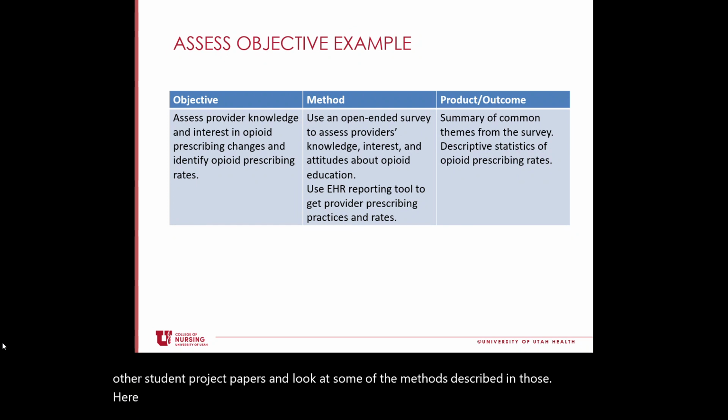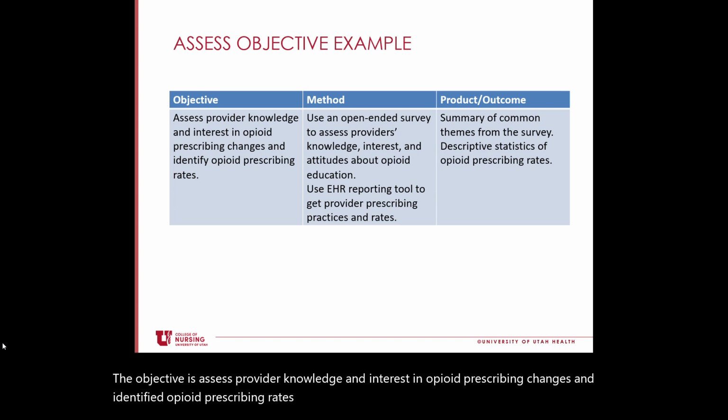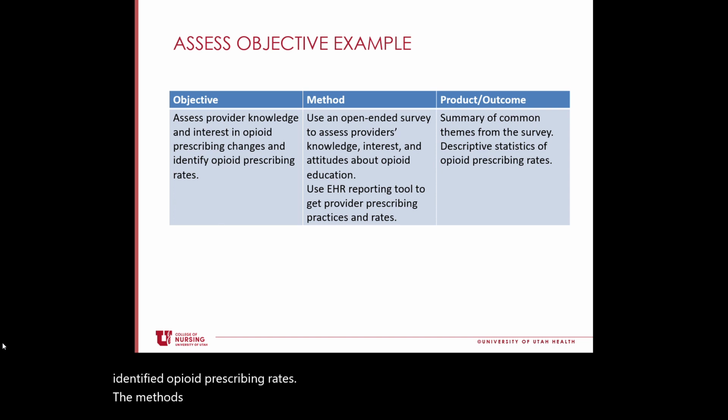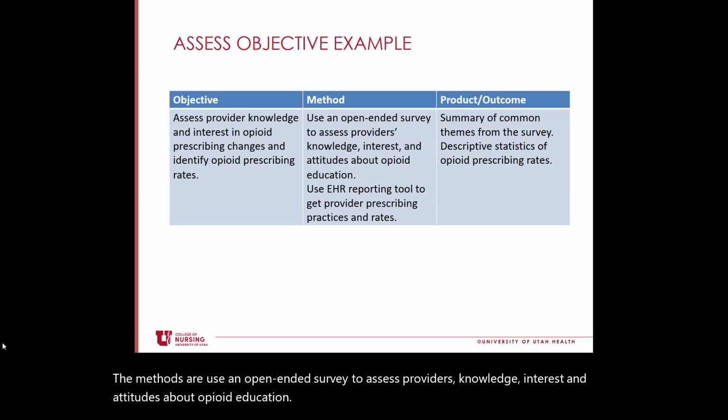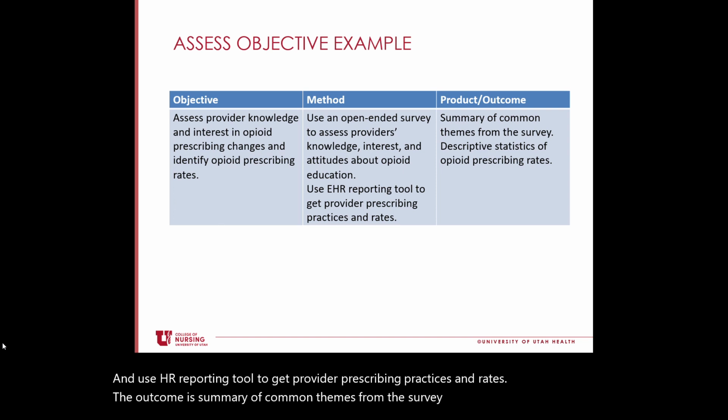Here is an assess objective example. The objective is assess provider knowledge and interest in opioid prescribing changes and identified opioid prescribing rates. The methods are use an open-ended survey to assess providers' knowledge, interest, and attitudes about opioid education, and use EHR reporting tool to get provider prescribing practices and rates. The outcome is summary of common themes from the survey, descriptive statistics of opioid prescribing rates.